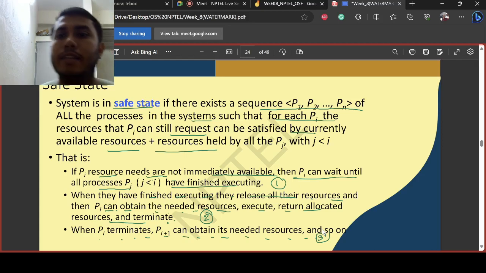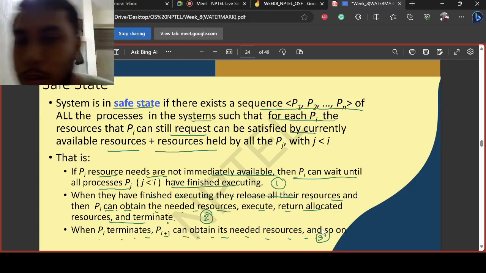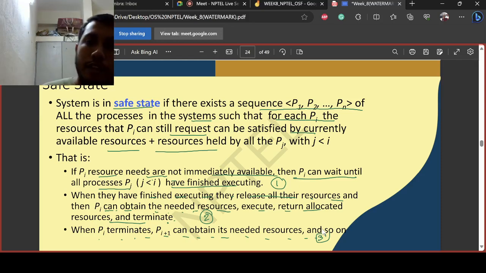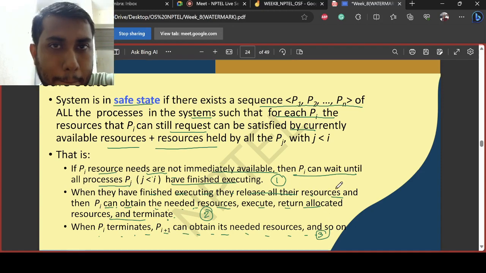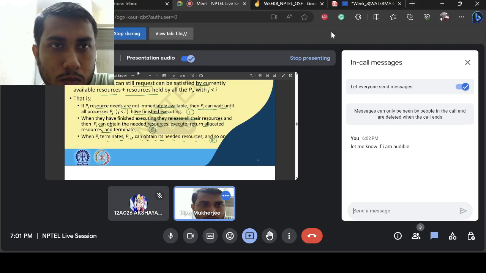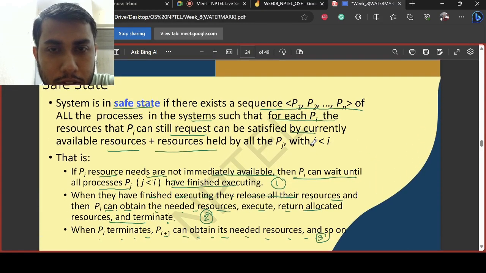So if Pi's needed resources are not immediately available, Pi will wait until all the processes Pj finish executing. When they are finished executing, they release all their resources, and Pi can obtain the needed resources, execute, return the allocated resources and terminate. And when Pi terminates, Pi+1 can obtain its resources, and the show goes on. Okay, that is your safe state.